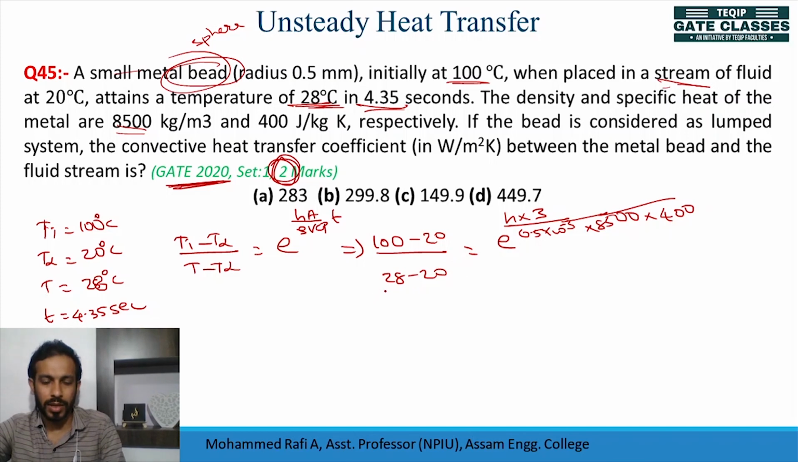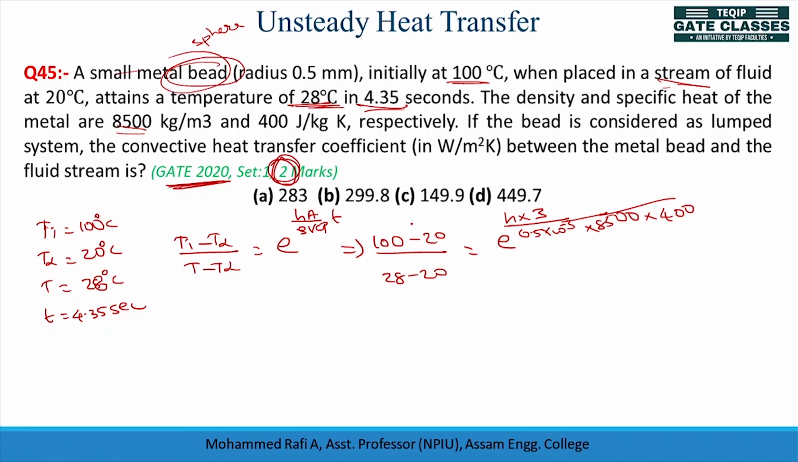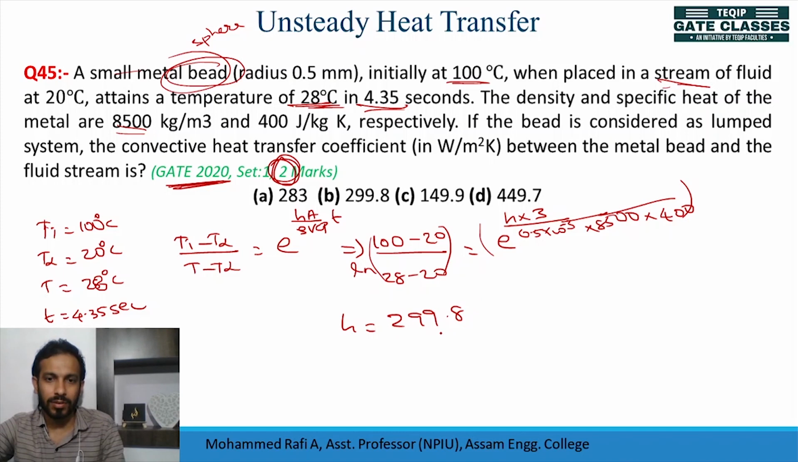If I am just trying to solve it, if I substitute and apply the logarithm on both sides, I can easily get the h expression. The h value will come out to be 299.8 under this case. I have already done my calculation by myself, so I am just referring to that. So this will be the h value, in watt per meter square Kelvin.